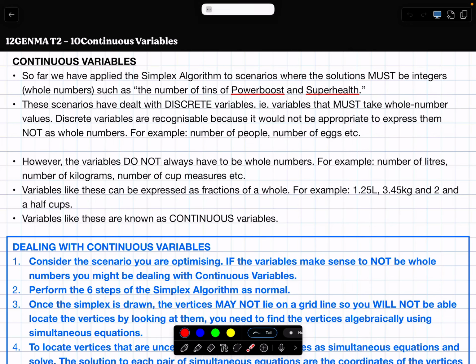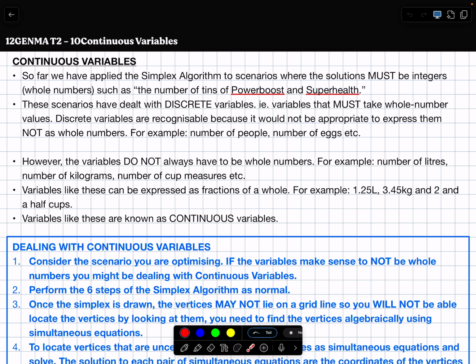You're going to have to be able to do this for the test coming up, that's in week 3, the Wednesday double. So far, you have done the simplex algorithm over and over and over again. Okay? And the solutions were all integers. What does that mean? Whole numbers.